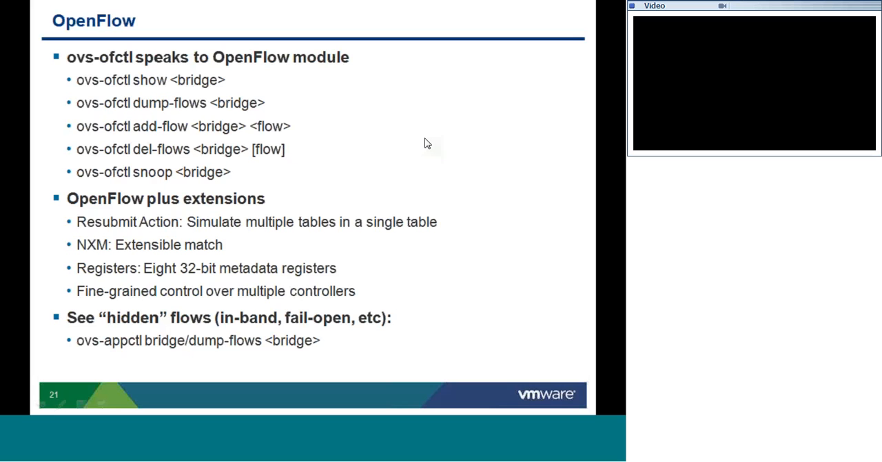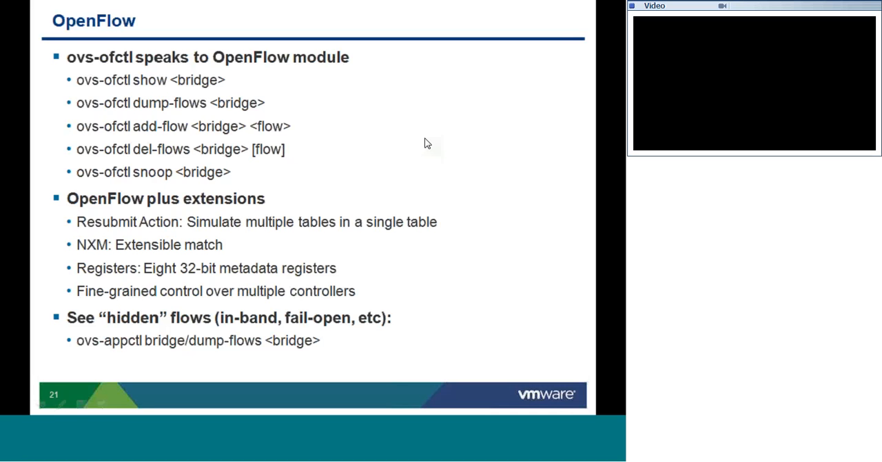For example, ovs-ofctl show will show various things about that bridge, like the ports that are attached. ovs-ofctl dump-flows is probably the command you'll use the most, which is to see what the flow table looks like in the switch. You can add flows, delete flows. This snoop command is sort of interesting. You can run that on the bridge, and then you can actually see the communication happening between the switch and the controller to debug what communication is going on.